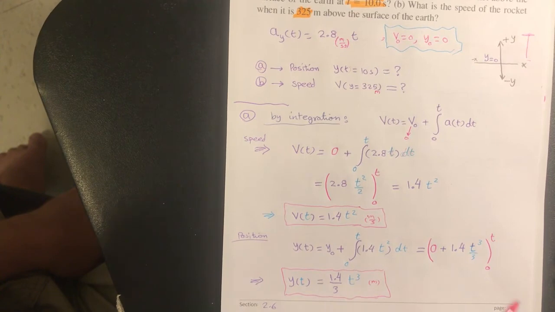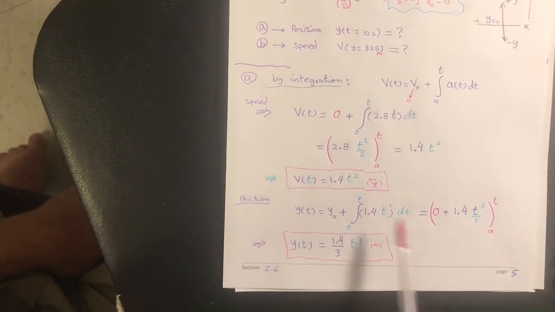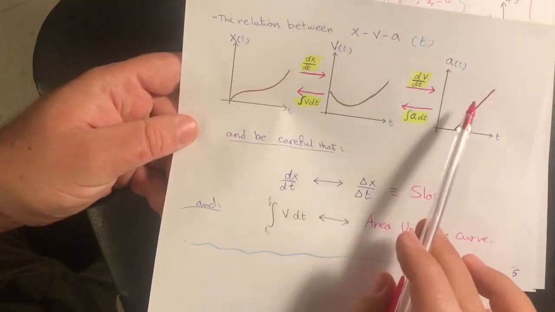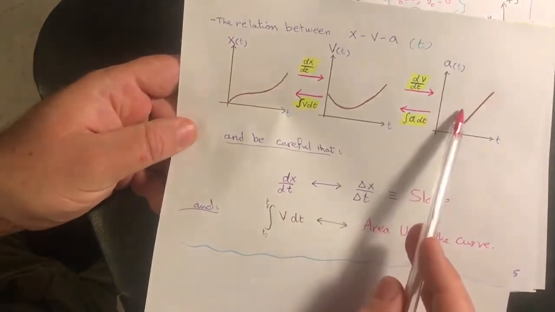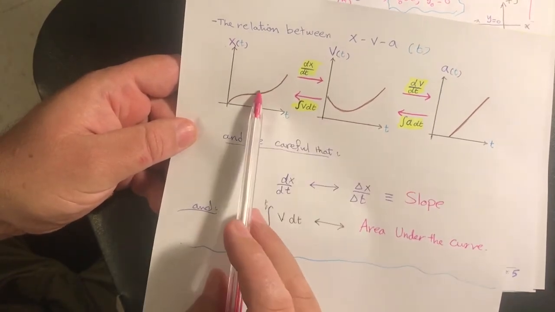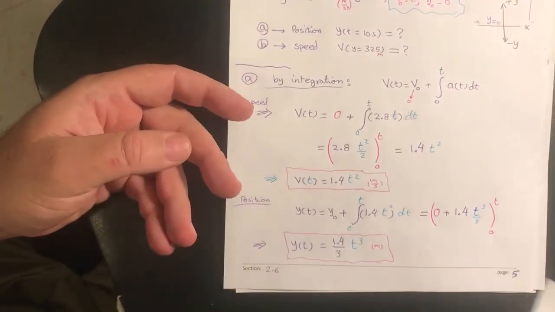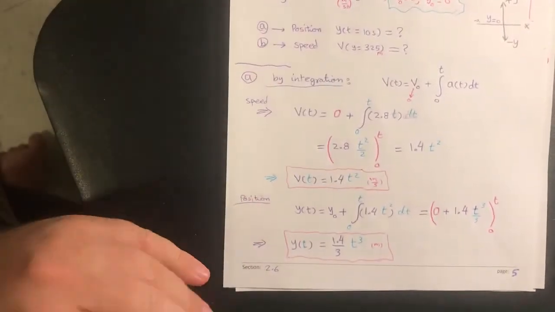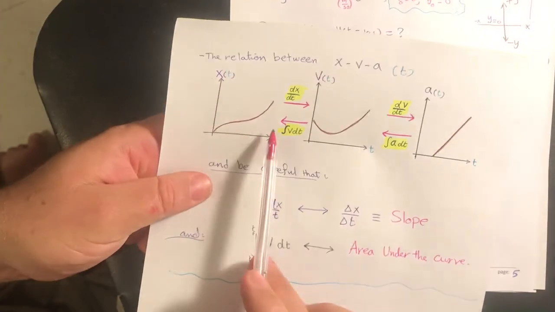Okay, what about the position? We need to integrate again because we are at this point. We know the acceleration. We need to integrate to go to the speed, then integrate again to go to the position function. We need to go up step by step by integration.